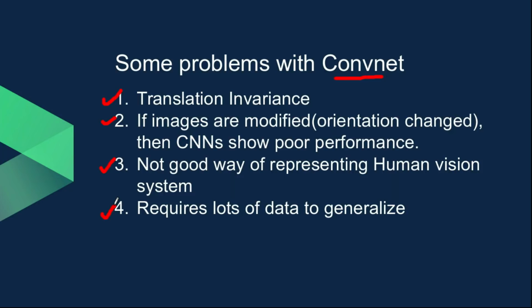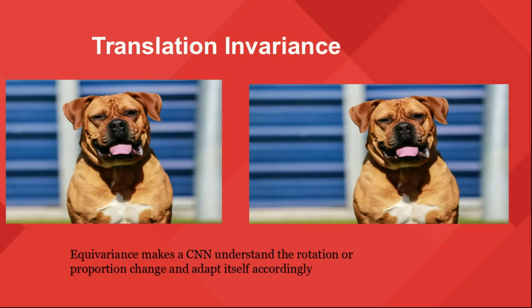And yes, they require tons of data for generalization purposes. In my previous videos, we have taken examples from ImageNet competition datasets, and they are trained upon millions of images before they can be deployed for some purpose. So let's deep dive into what are the problems which we are facing with ConvNets.